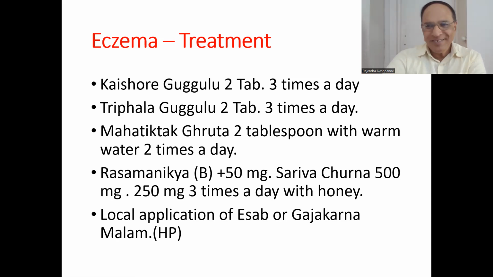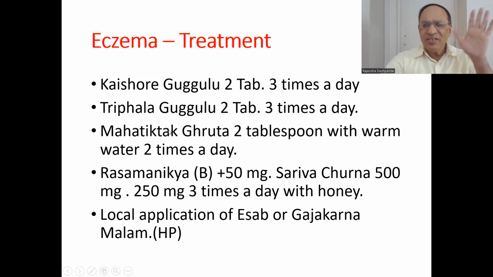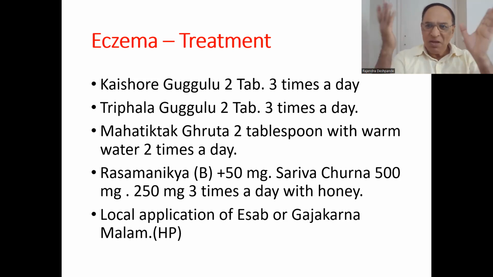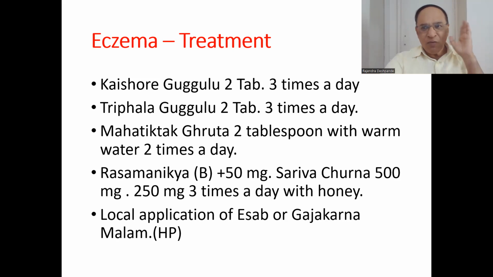Then blood purifier, Kaishor Guggul. Kaishor is Guduchi, Tinospora cordifolia, very bitter taste, Amapachak Dravya. 2 tablets 3 times in a day. Triphala Guggulu to reduce even obesity, 2 tablets 3 times in a day. Mahatiktaka Ghrita, the best rasayan for many skin diseases. After the acute attack, when the Vegavastha relapse is over, continue this Mahatiktaka Ghrita for 6 months, I will say 3 months, no problem. 2 teaspoons with warm water 2 times in a day. A better way for rasayan is early in the morning before breakfast.